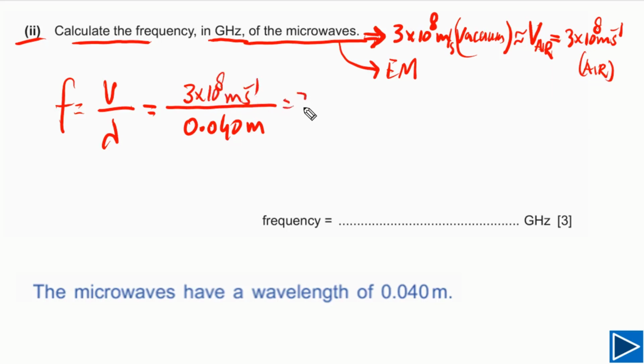If we solve this one, our answer will be 7.5 times 10 to 9 hertz. But we need to write down our answer in gigahertz. So this is simply 7.5. Our final answer is 7.5 gigahertz.